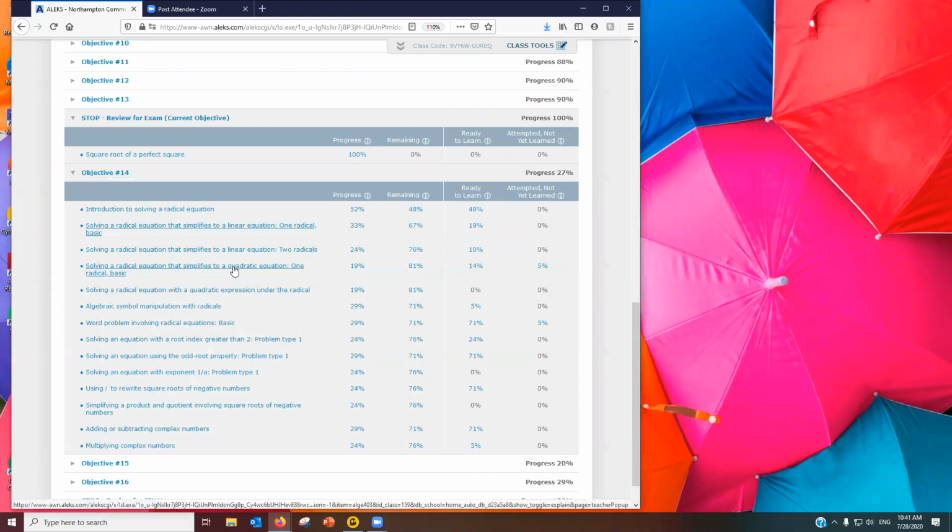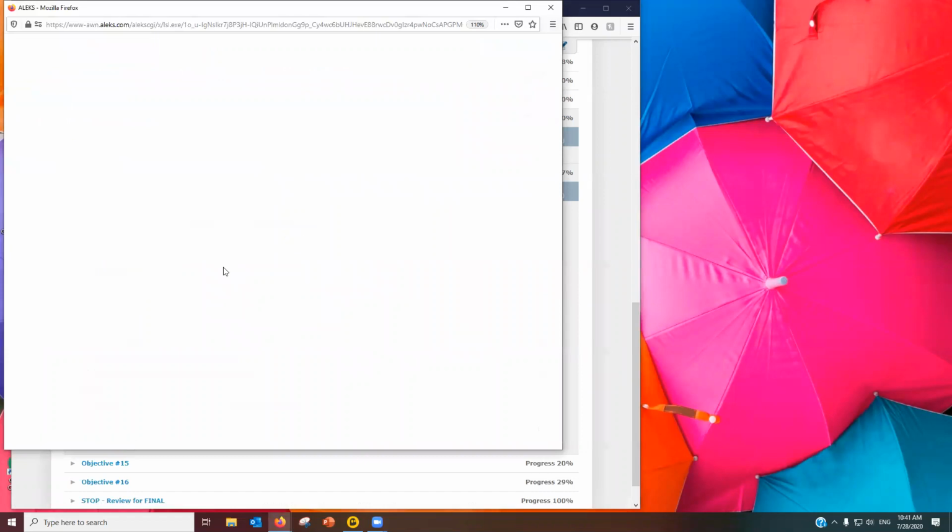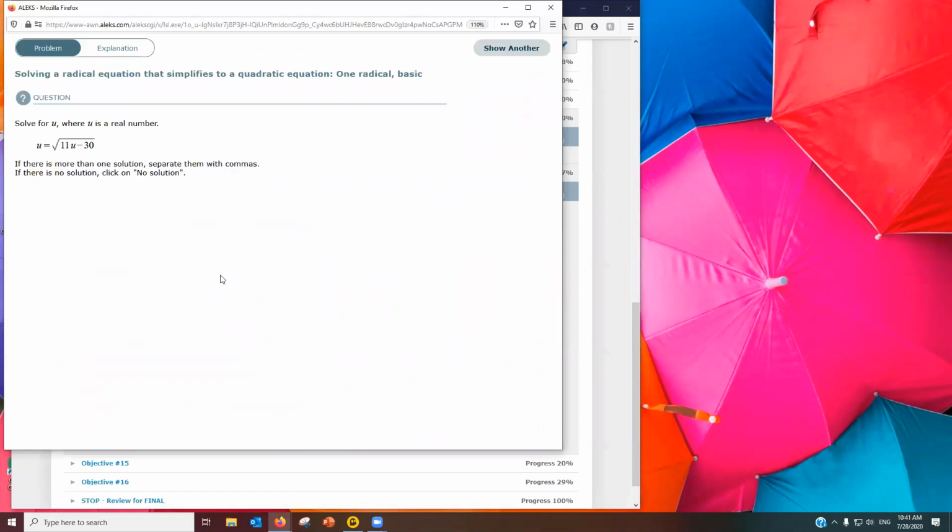What if we take a look at another example here? All right, let's try this one. So on this one, they're asking us to solve this equation. And again, I'm noticing there's a square root all by itself on one side. Well, I want to get rid of the square root, so my first step here is going to be to square both sides. So I'm squaring both sides. The square root and the square cancel out here, so I'm left with u squared equals 11u minus 30.